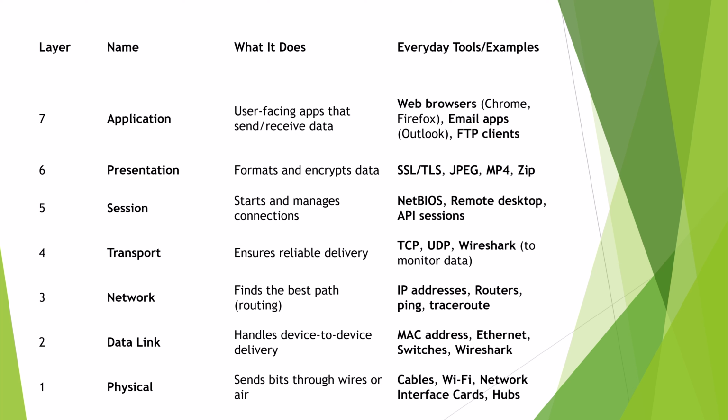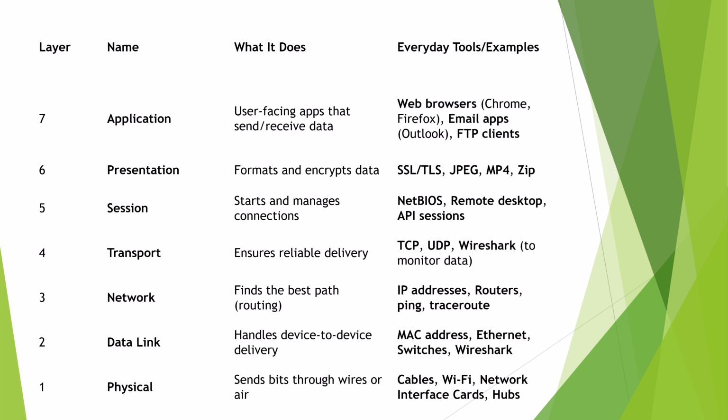The next is the network layer. It finds the best and shortest path. The tools which are used are IP addresses, routers, ping, or traceroute. The next layer is the data link layer, which handles device to device delivery. The examples which can be used are MAC addresses, Ethernet switches, and Wireshark.